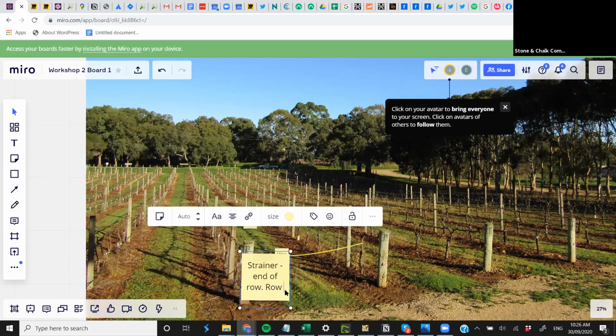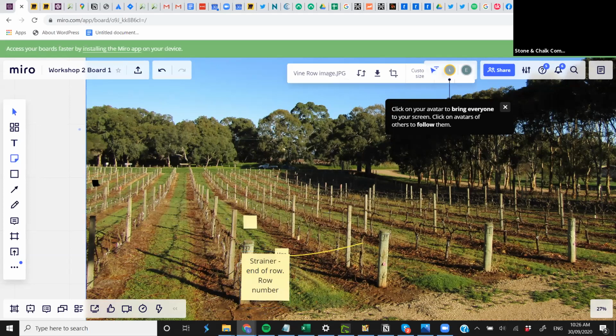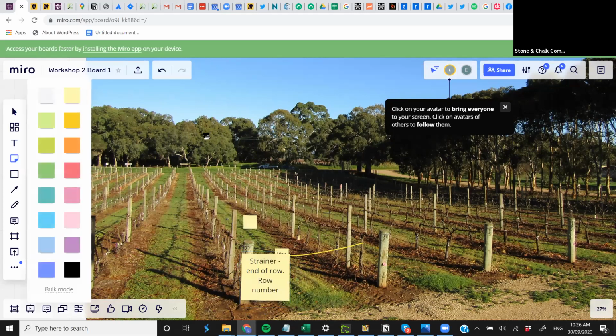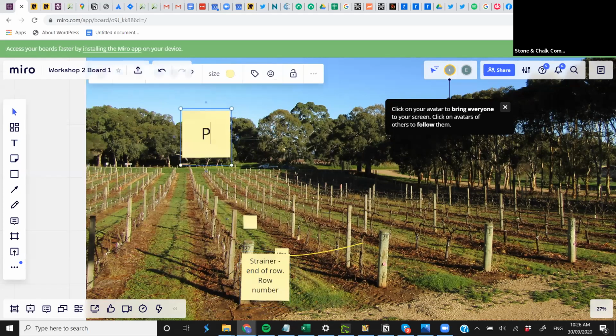Anything else? I can see some power lines in the background. Yep. So a power line's something that you would typically map out? Yep. They're like a general hazard.